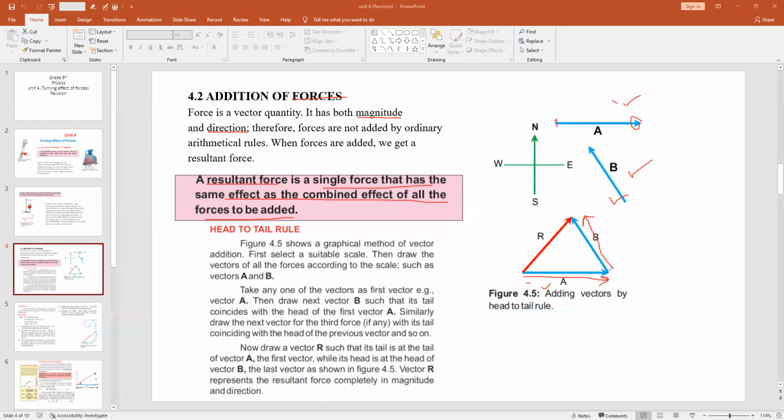As in this case only two vectors are given to us, to find the resultant vector we have to join the tail of the first vector to the head of the last vector, that is vector B. This vector R gives the resultant vector, which is the combined effect of vectors A and B. And this is known as the head-to-tail rule.